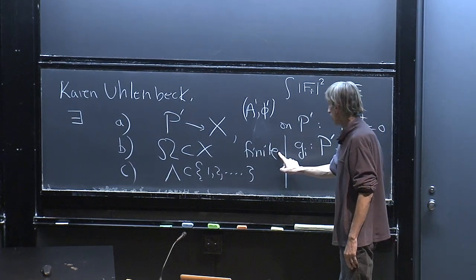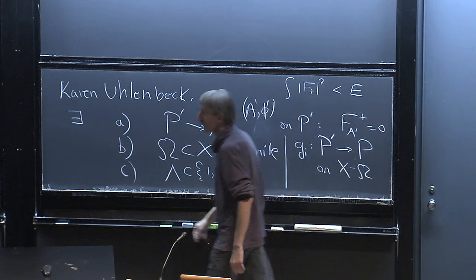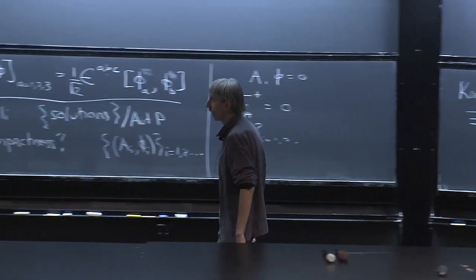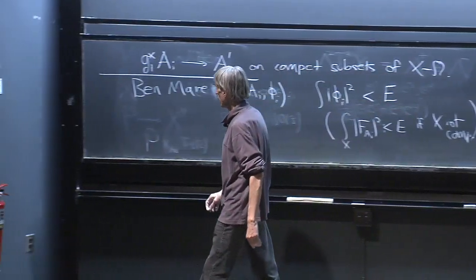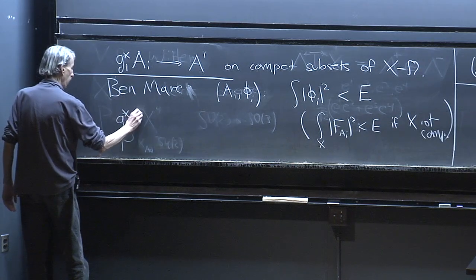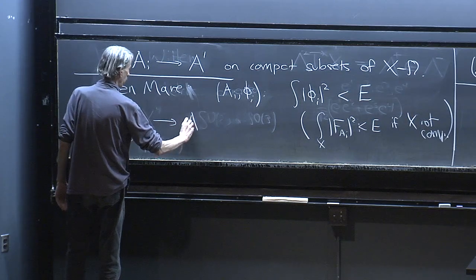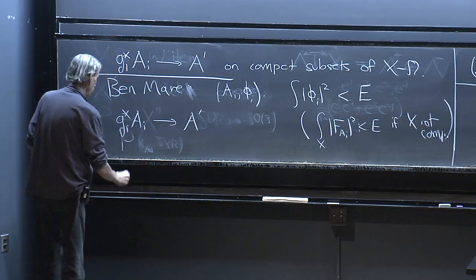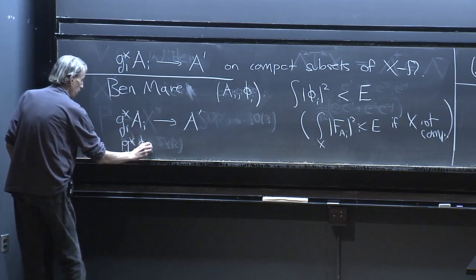We have a finite set and we have a subsequence, and we have these bundle equivalences, and then the statement is almost exactly the same here, that you have convergence of the pullback of the sequence A_i converges to A prime, and now also g_i converges to phi prime.